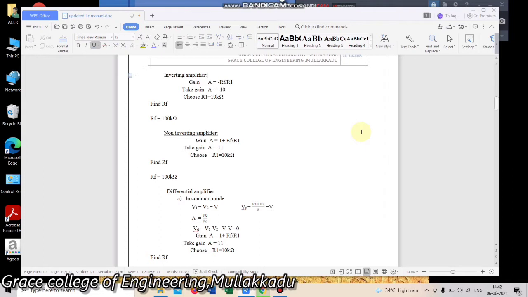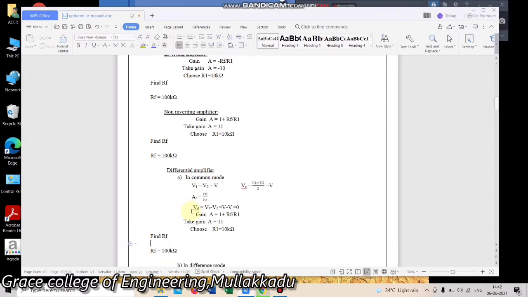For the differential amplifier, there are two modes. In common mode, both voltages which we give to the differential amplifier are the same. Therefore, the common mode voltage VC equal to V1 plus V2 by 2, and the gain AC equal to Vout by VC, which we obtained in the previous step. Therefore, the formula we have to choose is A equal to 1 plus RF divided by R1. With A equal to 11 and R1 equal to 10K, RF is obtained as 100 kilo ohm.